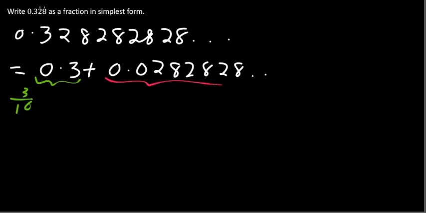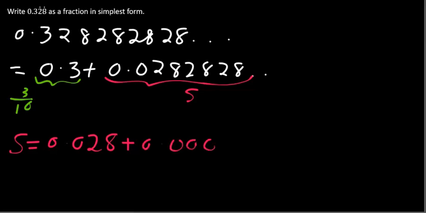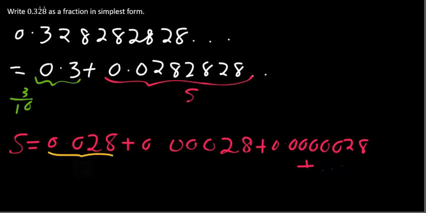Now let's work this out. Let's call that S. So S equals 0.028 plus 0.00028 plus 0.0000028, and so on. Obviously, this is an infinite geometric series. This is term number 1. The common ratio can be determined by taking, say, term number 2 over term number 1.